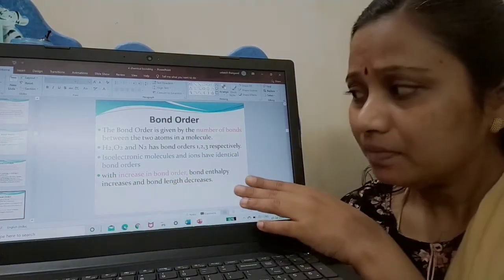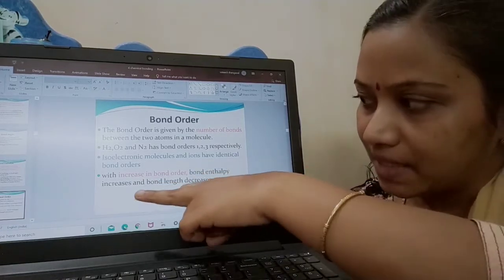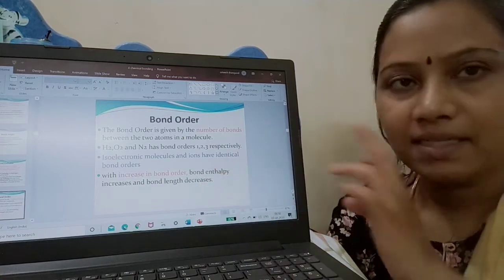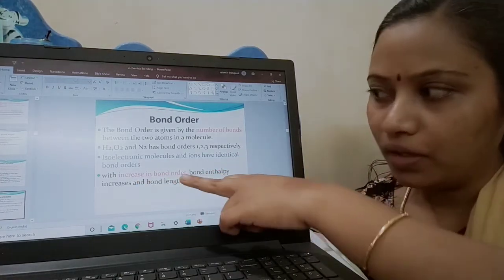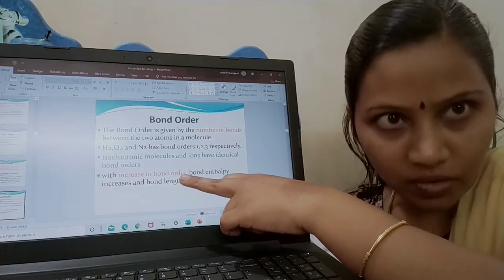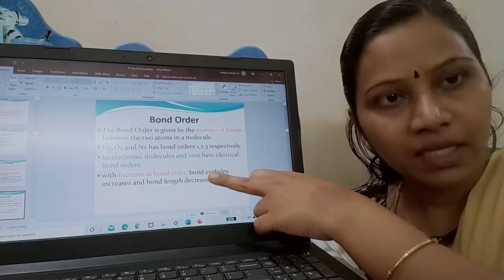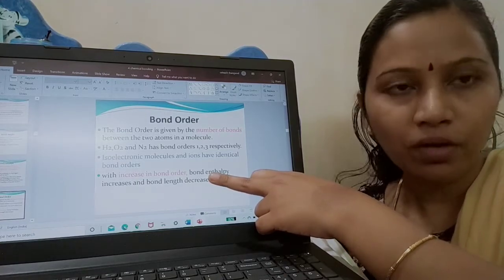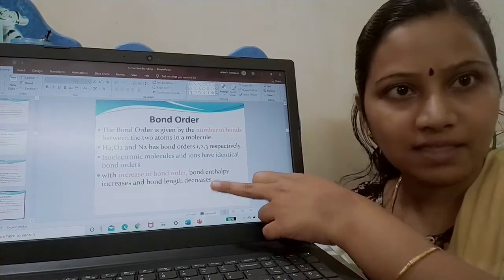Now, when you increase the bond order, the bond enthalpy increases and the bond length decreases. Apparently, if I increase the bond order, that is, the number of bonds, then the amount of energy required to break each of these bonds obviously increases. When that increases, the bond length decreases. So am I correct?